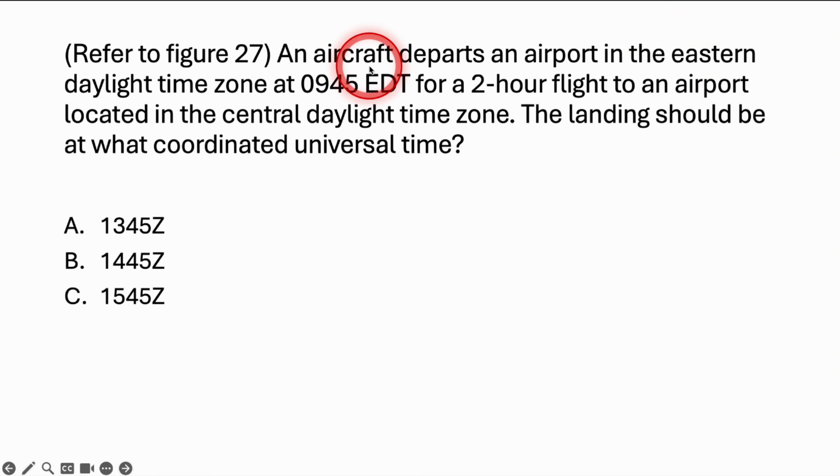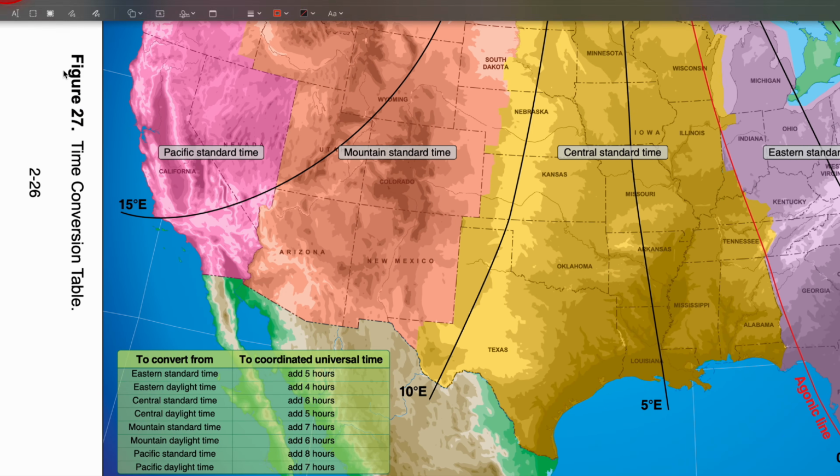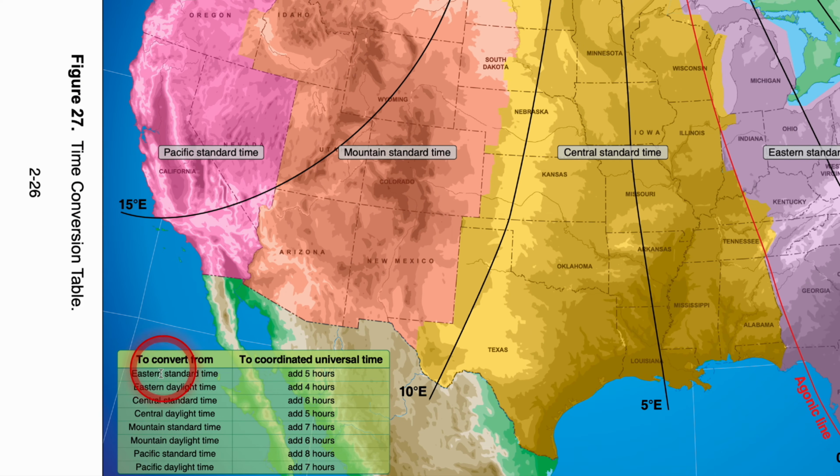And we're departing the Eastern Daylight Time Zone. So if we just look at figure 27, Eastern Daylight Time Zone. So here's figure 27, and we're leaving the Eastern Daylight Time Zone, and it tells you to add 4 hours. So in order to go from local time, which is Eastern Daylight Time, to Zulu, we're going to add 4 hours plus your 2-hour flight. So you're taking your departure time and adding 6 hours because that's including the conversion plus the 2-hour flight time.